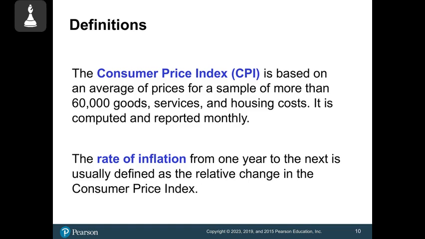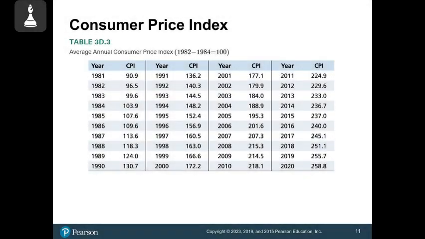And then the next thing we can talk about is the rate of inflation. Basically, this is just telling us how much that CPI changed relatively from one year to the next. So basically, going back and finding that percent change that we did earlier in chapter 3. This is a table for the Consumer Price Index for every year starting at 1981 up to 2020. And we are going to refer back to this table to answer a few example problems.